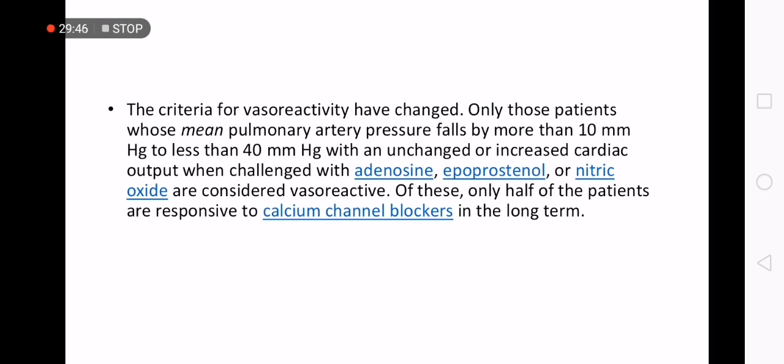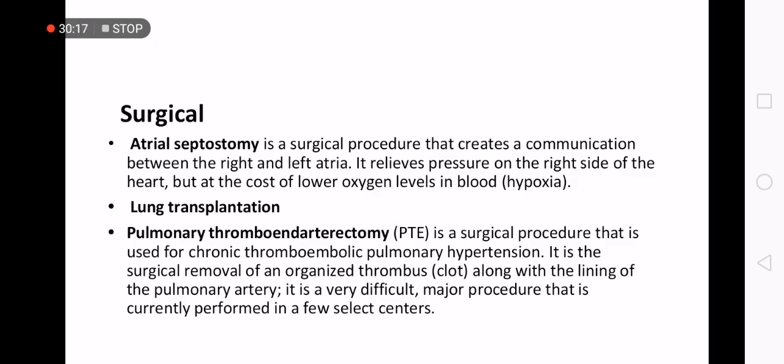The criteria of vasoreactivity have changed. Only those patients whose mean pulmonary arterial pressure falls by more than 10 millimeters of mercury to less than 40 millimeters of mercury with unchanged or increased cardiac output when challenged with adenosine or nitric oxide are considered vasoreactive. Of these, only half of the patients are responsive to calcium channel blockers in the long term, which means we have to limit the use of calcium channel blockers to patients who meet these criteria.